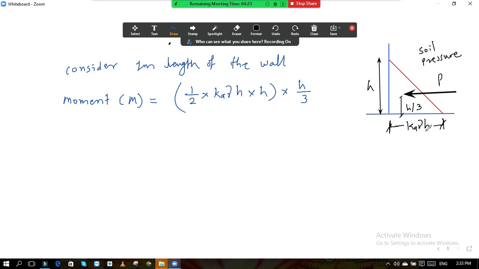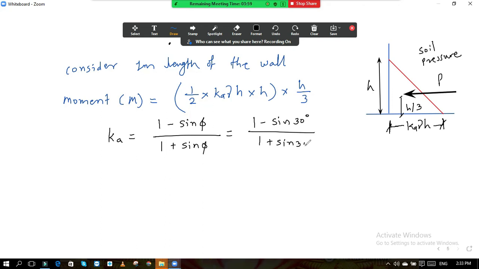Now what is the value of K? K is the coefficient of active earth pressure. It is 1 minus sin phi divided by 1 plus sin phi, which is equal to 1 minus sin of 30 degrees divided by 1 plus sin of 30 degrees, which is equal to 0.33. So this is the value of K. Now calculate the moment due to this soil pressure at the base.